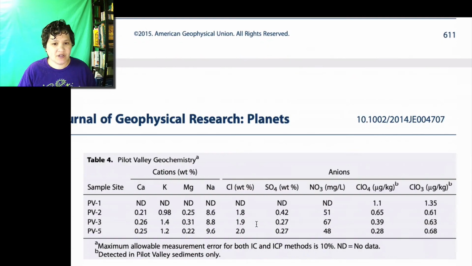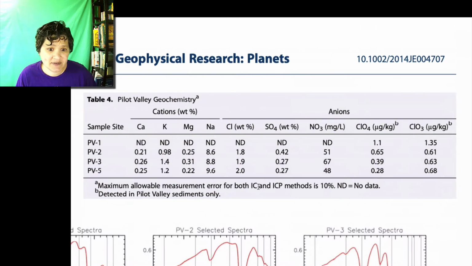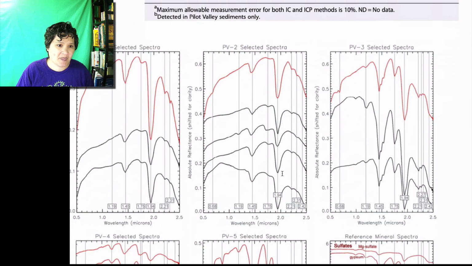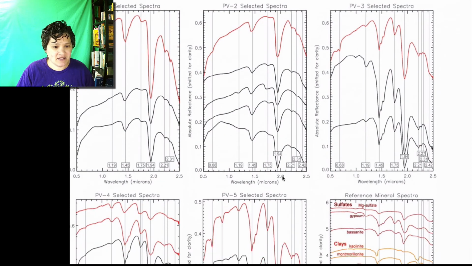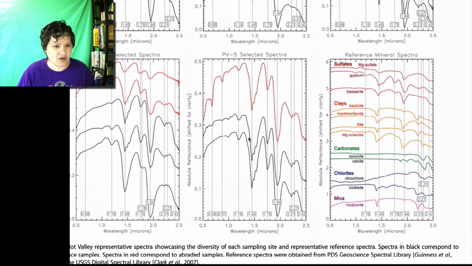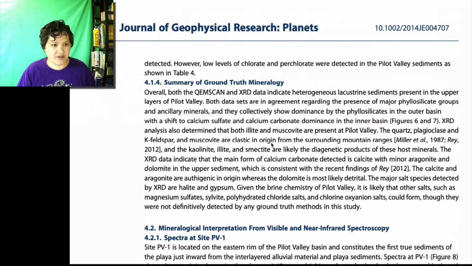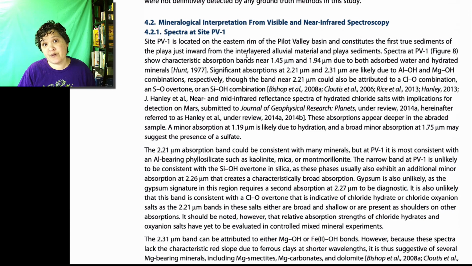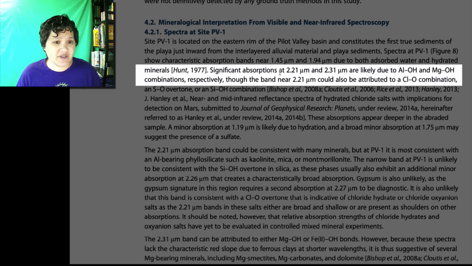We have, first of all, cation and anion data. Then we have infrared spectrum. Okay, and you can see there's a reference spectrum, so you can tell which peaks belong to what. And then spectra for all the different sites that we looked at. Here is the interpretation from the near-infrared spectroscopy that we did, in the visible range. And you can see that they're just going through and saying, okay, we see an absorption at these wavelengths. Here's what they could be due to.